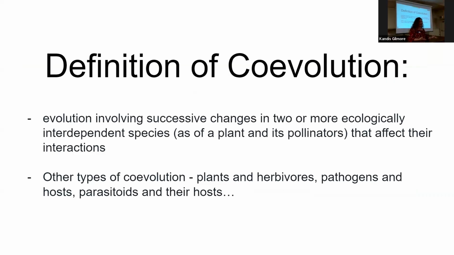For example, of a plant and its pollinators that affect the way they interact. There are other types of coevolution besides just plants and pollinators. Some examples are plants and herbivores, pathogens and hosts, and parasitoids and their hosts.